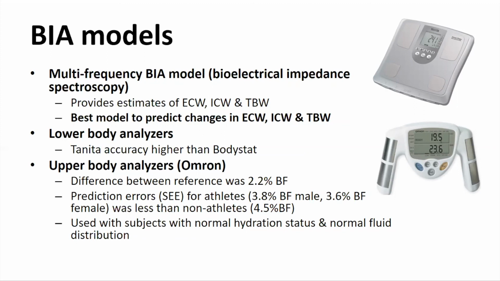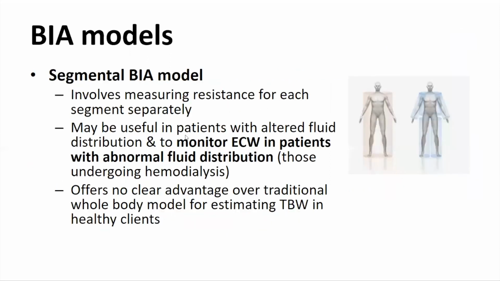I found that the Omron is a pretty accurate method of measuring percentage of body fat, and it's relatively inexpensive. I believe you can find it online for $50. So this is a really good option if you want to measure percentage of body fat in the field, using this Omron.